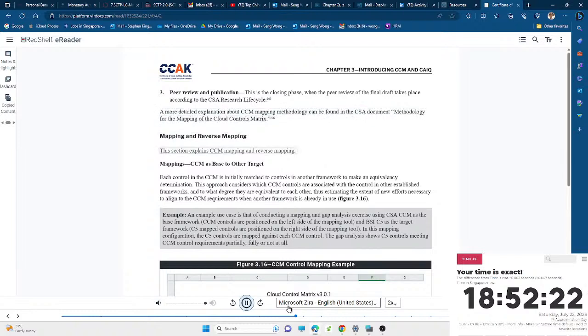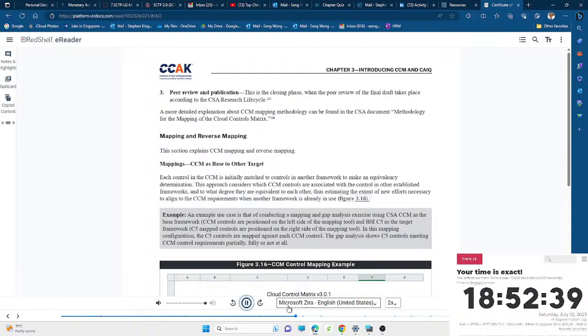This section explains CCM mapping and reverse mapping. Mapping CCM to other target frameworks: each control in the CCM is initially matched to controls in another framework to make an equivalency determination. This approach considers which CCM controls are associated with the control in other established frameworks, and to what degree they are equivalent to each other, thus estimating the extent of new efforts necessary to align to the CCM requirements when another framework is already in use.